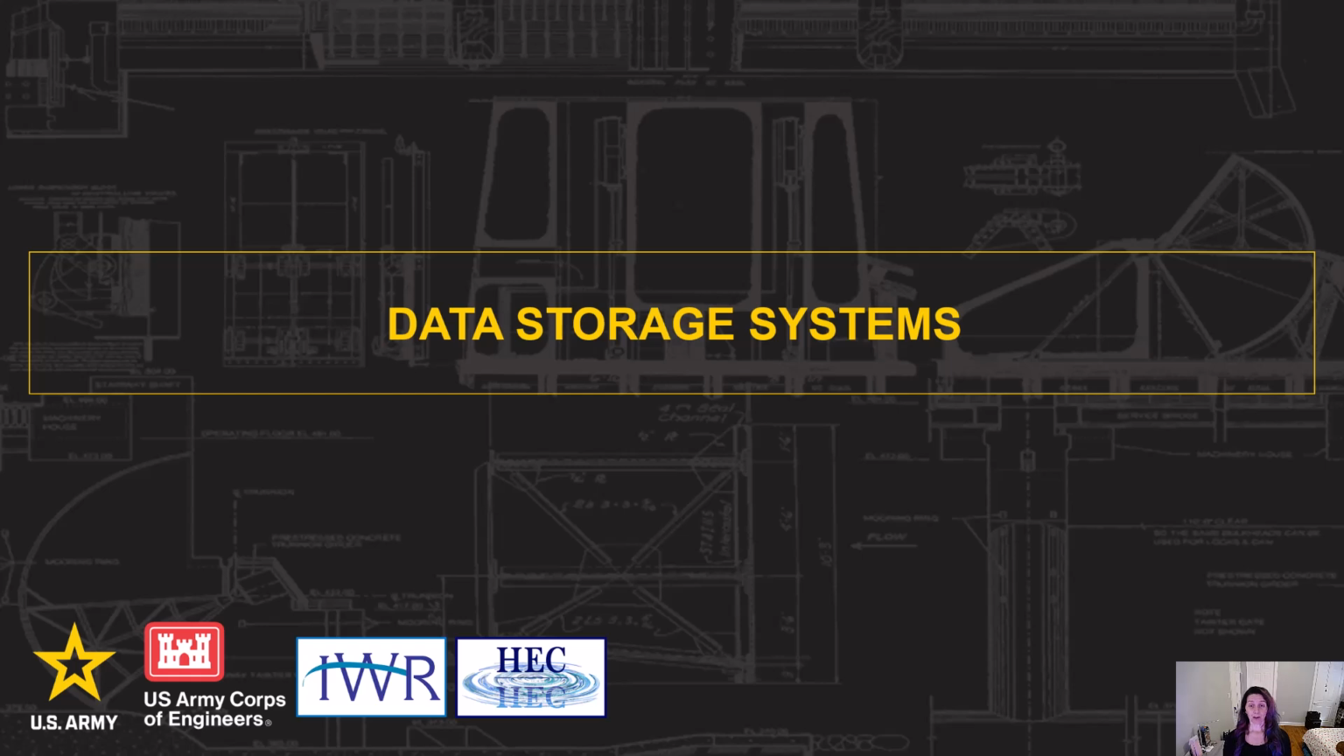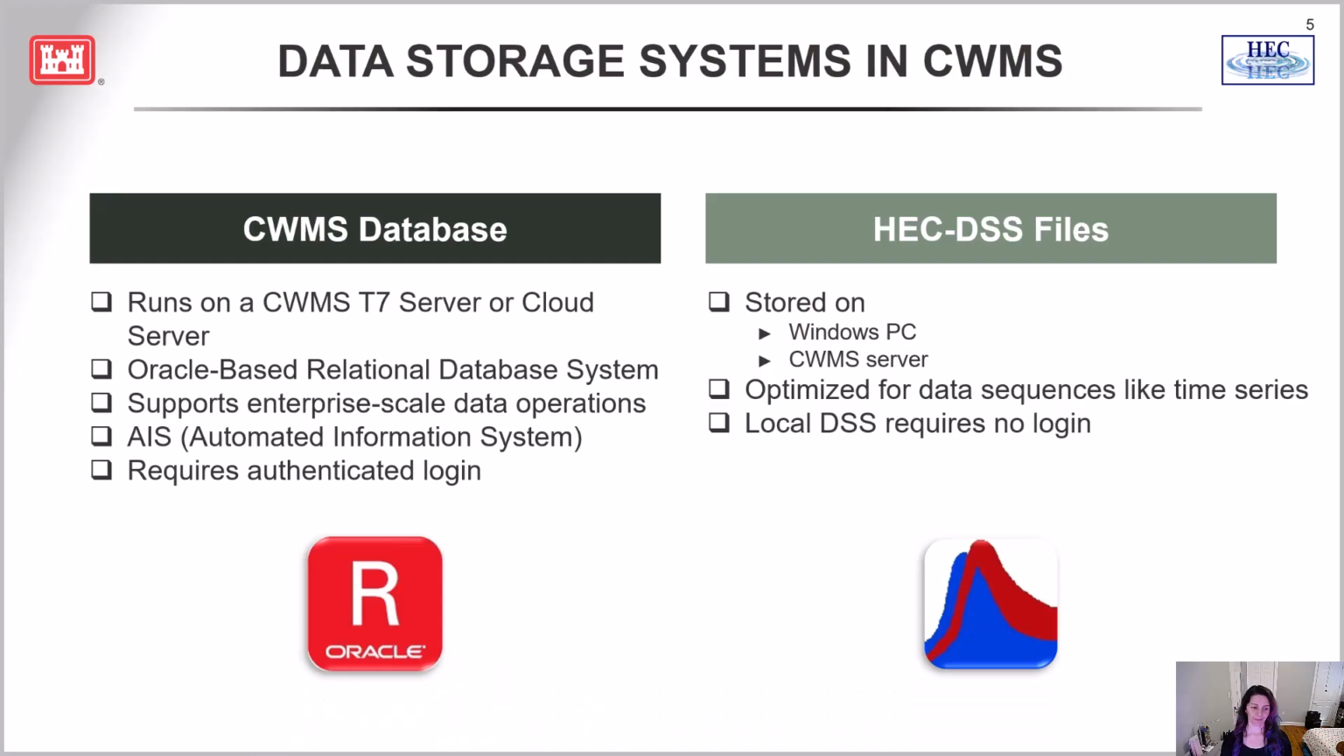As a reminder, there are two categories of data, time series and gridded. But we're talking about the storage systems. So the data in SWMS is stored in two separate forms, the first being the Oracle database and the second being DSS files. So the SWMS Oracle database runs on a SWMS server either locally at your district or elsewhere in the cloud paradigm. It is an Oracle relational database system, and it supports enterprise-scale data operations, and it does require authentication login.